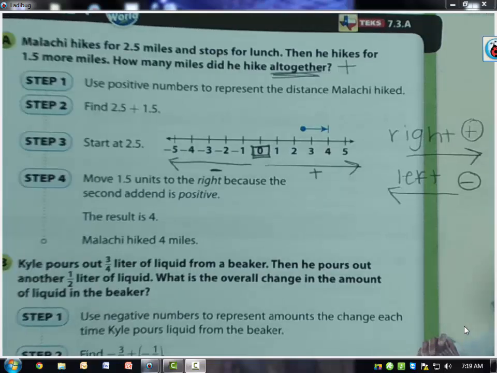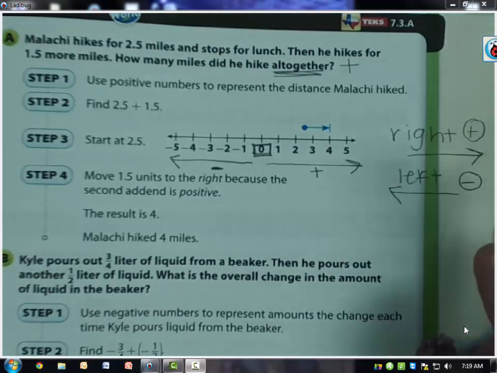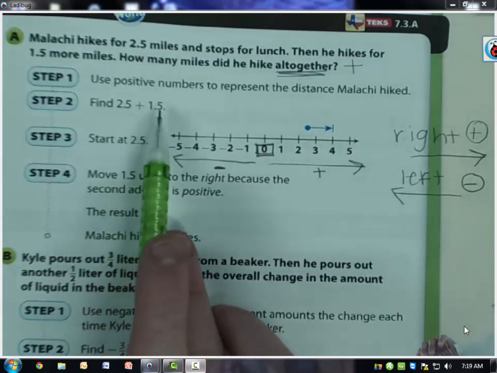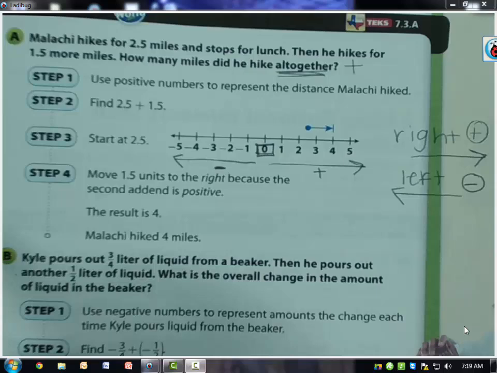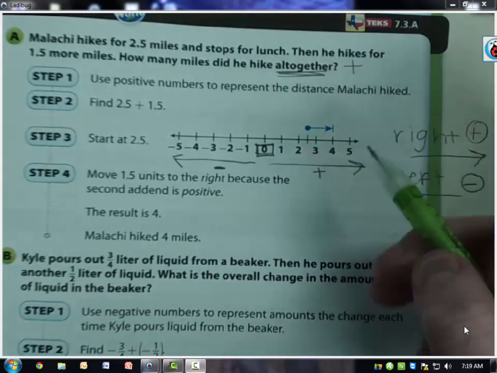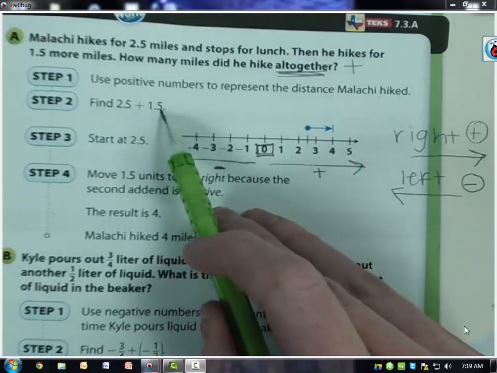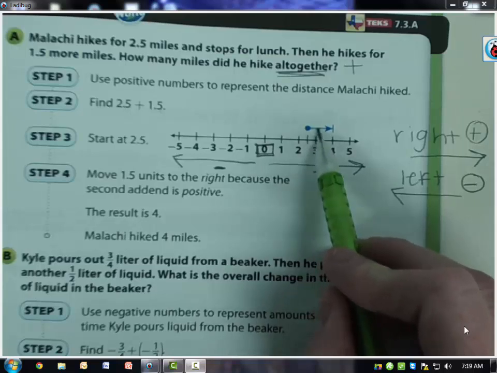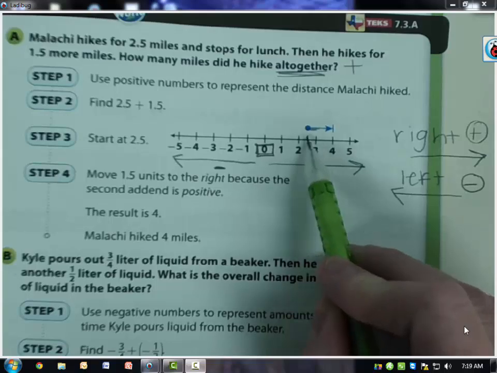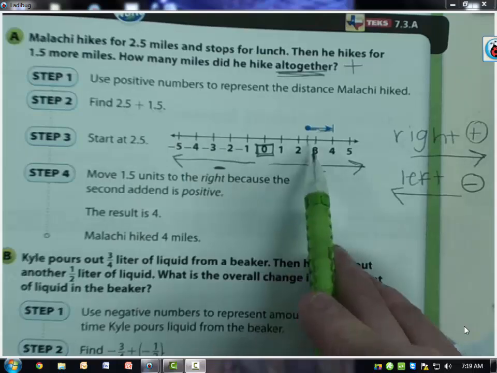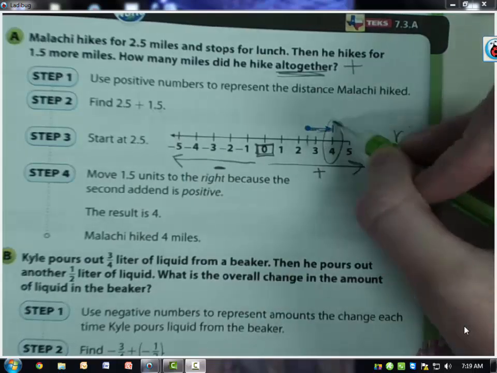Okay, so if we started at 2.5 and we want to add 1.5, we have to start at 2.5 and move 1.5. So I'm starting at 2.5 here and I'm moving a half, because it goes from 2.5 to 3, and then a whole. So 2.5 plus 1.5 on the number line, we ended at 4. So that would be our answer there. All right, let's go on to the next one really fast.